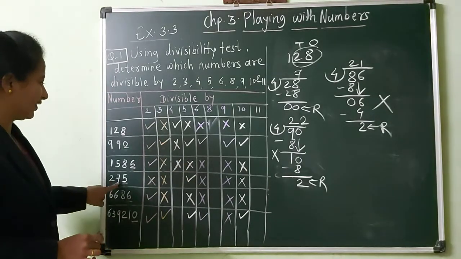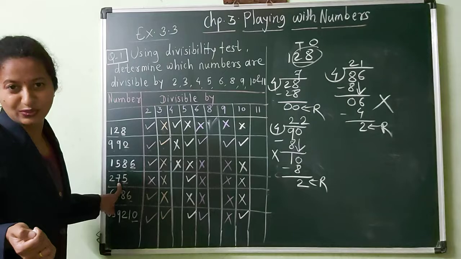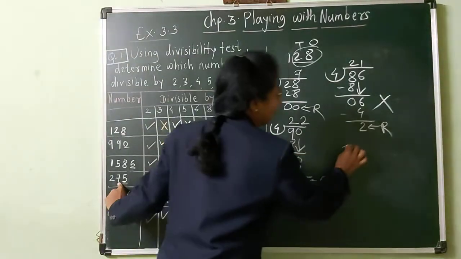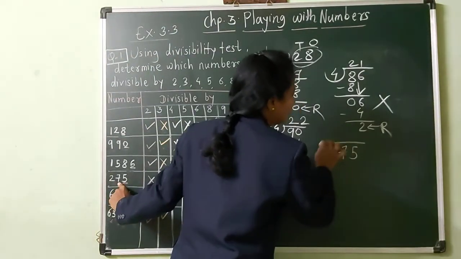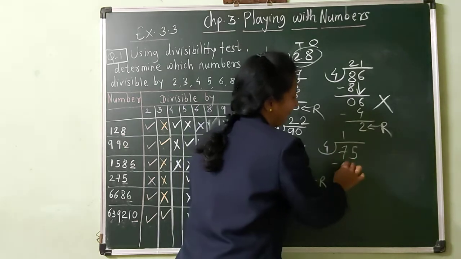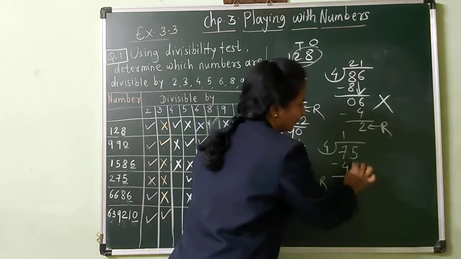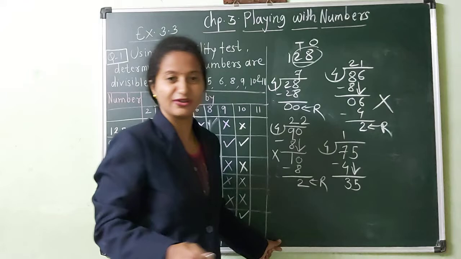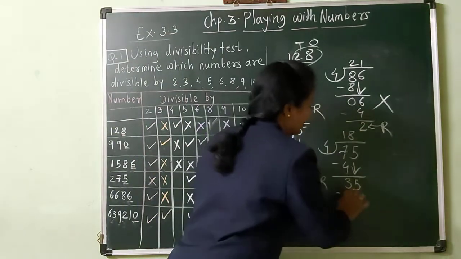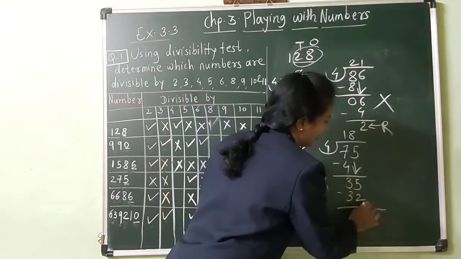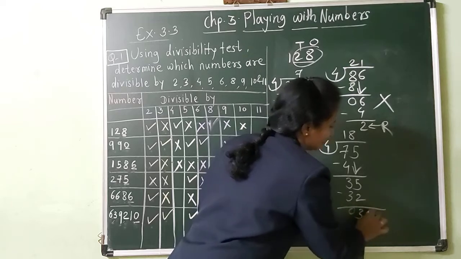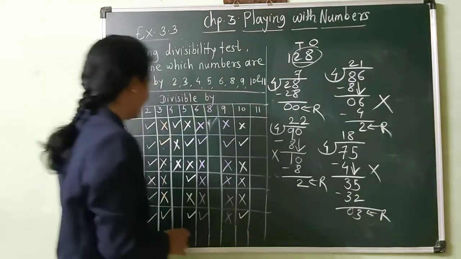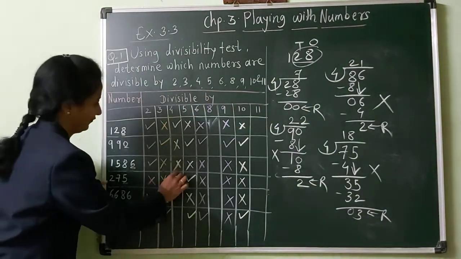Then check the next number. Which number formed by the last two digits? 75. Check 75. Is it divisible by 4? 4 1s are 4. 7 minus 4, 3. Bring down this 5. 35 number form. 4 8s are 32. So here you will get remainder as a 3. So this number is also not divisible by 4.